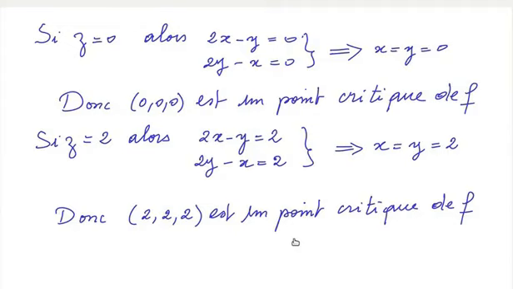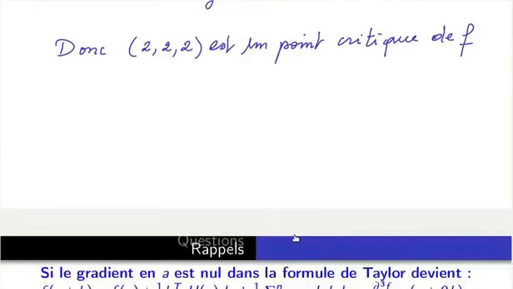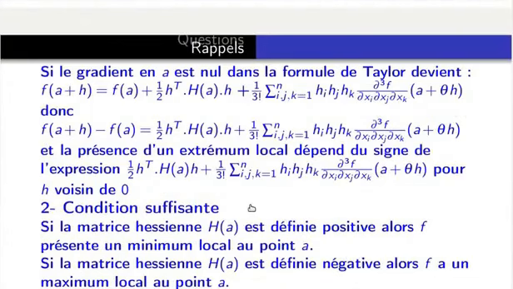Once we have found the critical points, we need to determine if they are extrema or saddle points. For this, we will return to the Taylor formula. When the gradient is 0, the Taylor formula starts with 1/2 h transposed times the Hessian times h, plus a third term which depends on h. In this formula, the difference f(a+h) minus f(a) is determined by the sign of this first term, which dictates its sign.